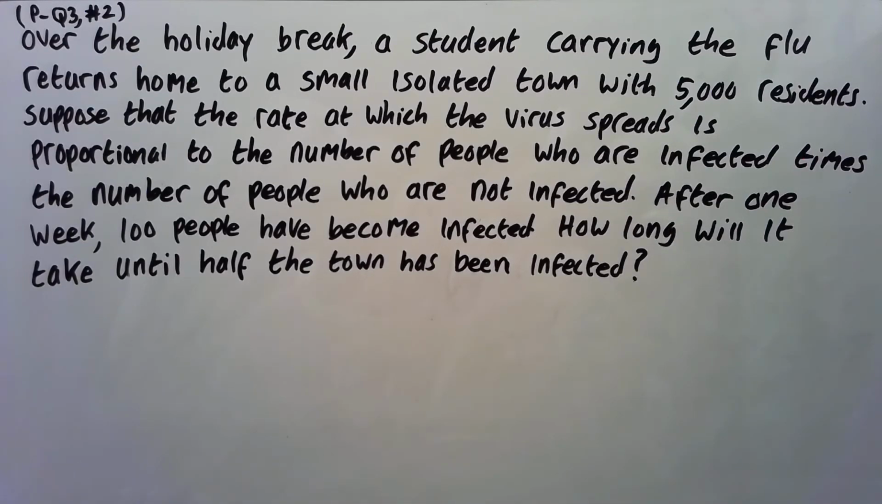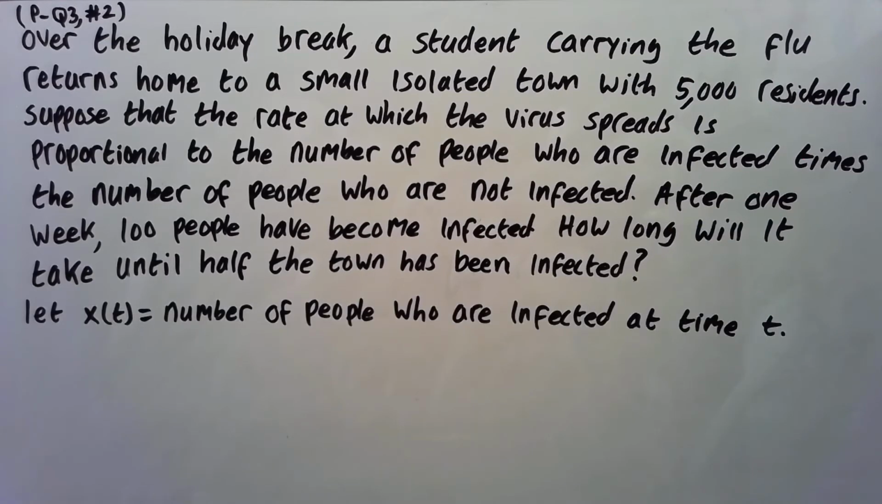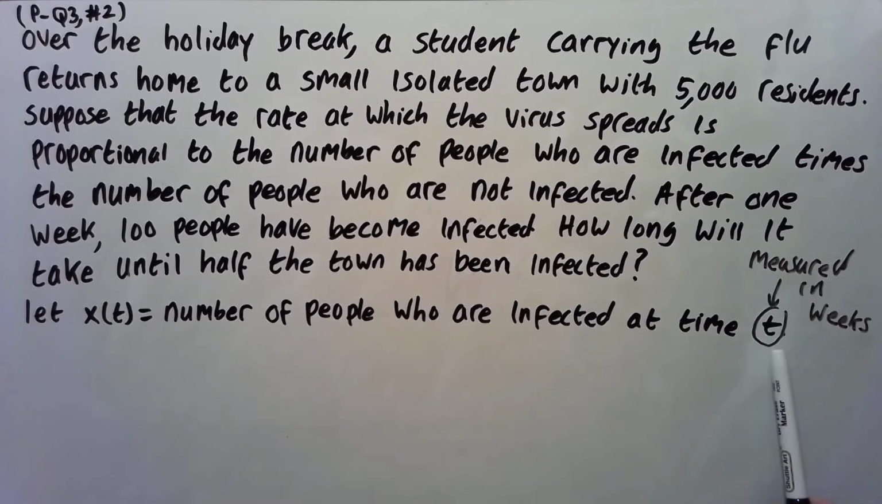So first let's define x of t to equal the number of people who are infected at time t. Since it says after 1 week 100 people have become infected, let's assume t is measured in weeks. So we're going to assume t is measured in weeks here.